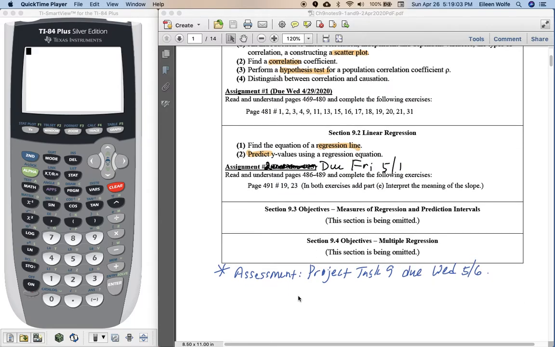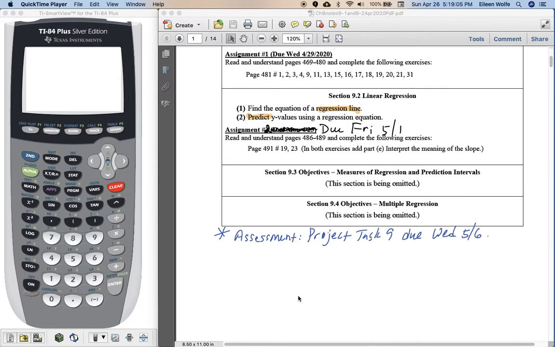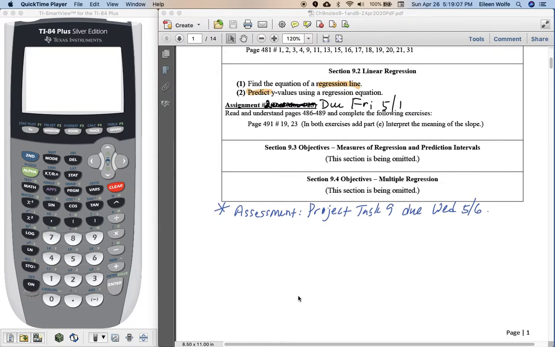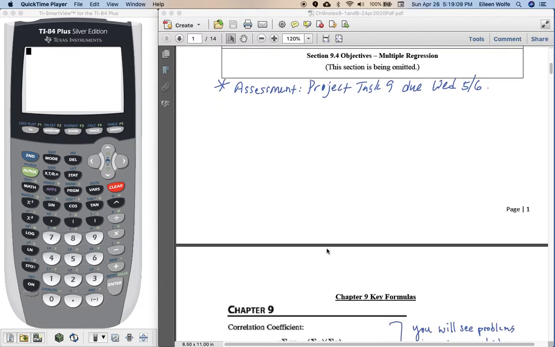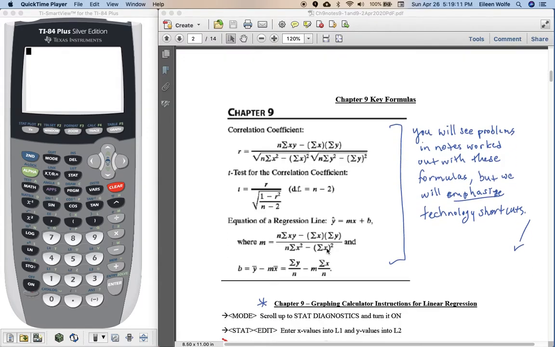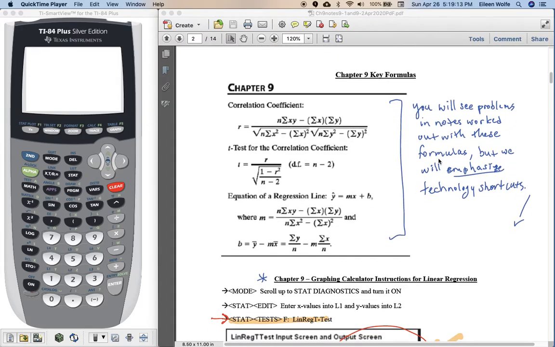We'll assess this chapter with a project task number 9. That task is not due next week, it's the following week. Of course, there are formulas that you will see problems in the notes worked out with these formulas, but we're going to emphasize some technology shortcuts.